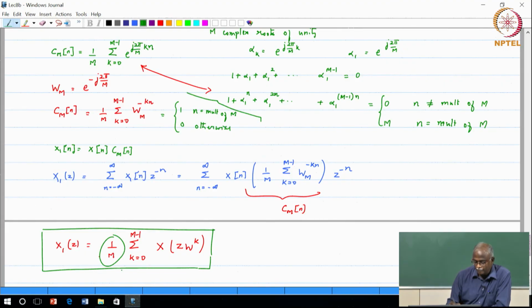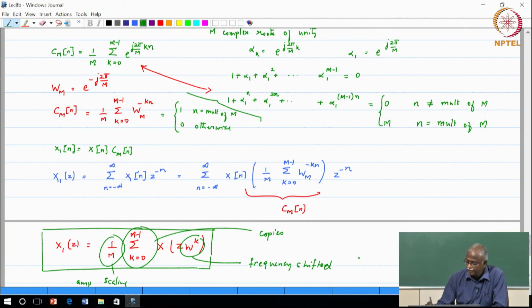One, there is a scaling, an amplitude scaling. The second one, there are copies of the signal, multiple copies. How many copies? M minus 1 additional copies. And the third is that this basically means that the copies are frequency shifted. And frequency shifted by what? They are shifted by 2 pi over m times k. Okay. So there is a scale factor, and then there are shifted versions of that.